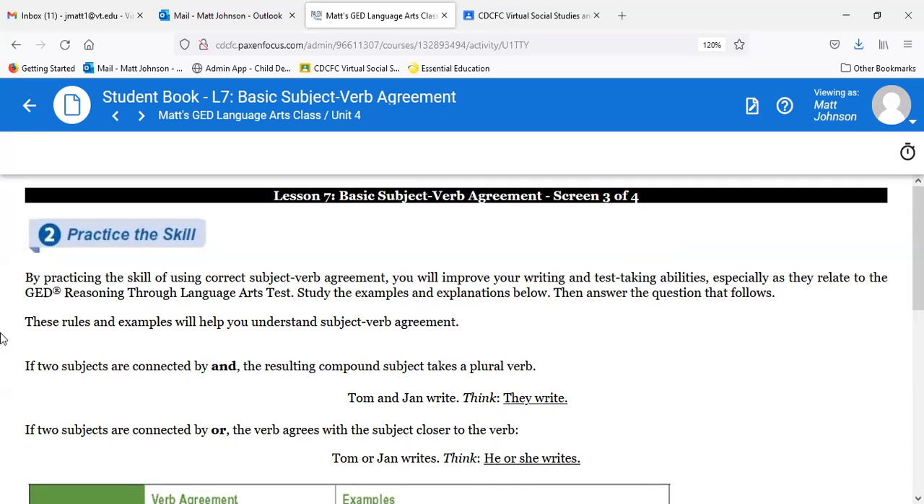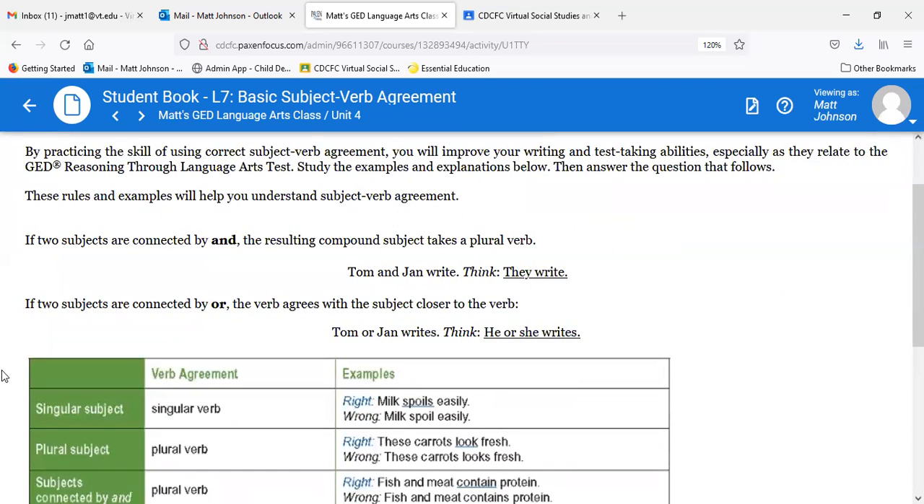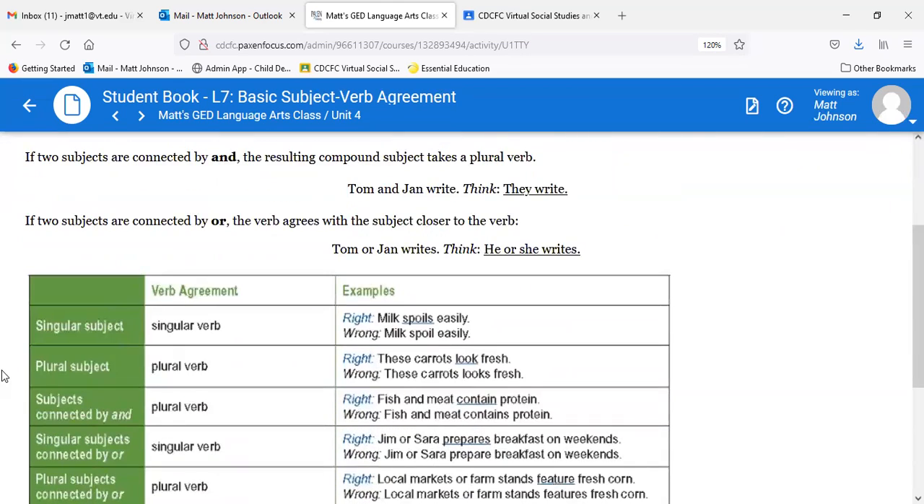And I hope I don't confuse you guys here. We'll look at the table here too and get a little better understanding. Typically, it's just that rule again. If you sound it out, and it sounds weird, it's probably wrong. So you'll need to update and change your verb noun agreement. Sometimes it could be a little tricky though.